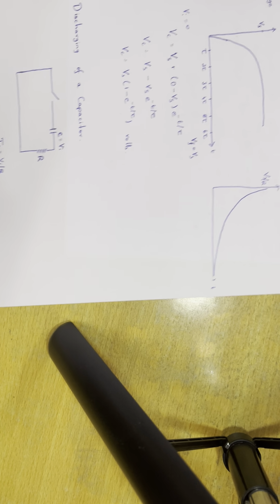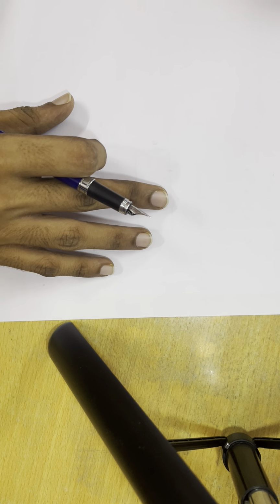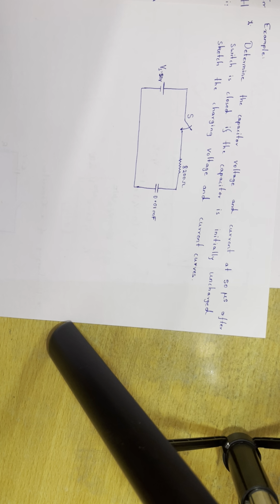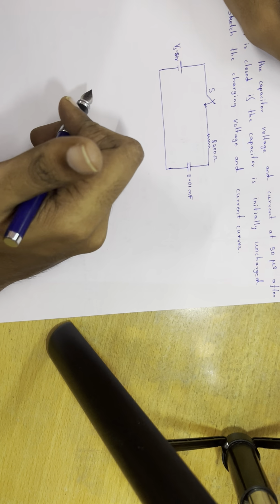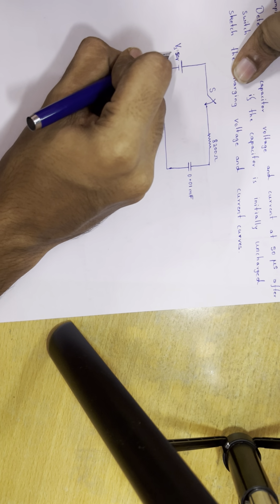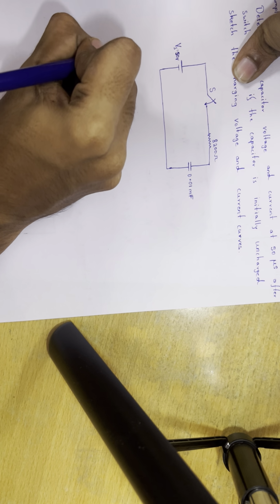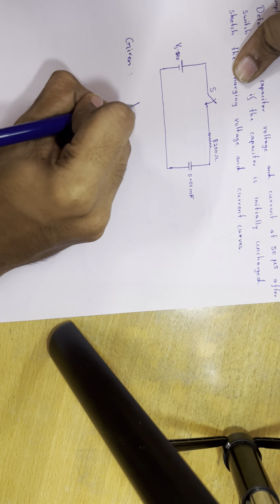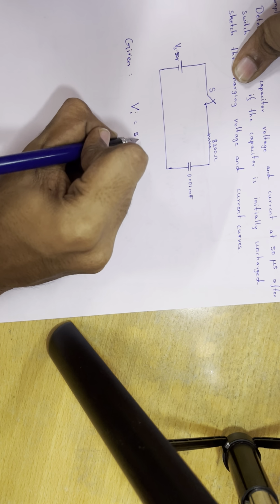For example, if we take this question: determine the capacitor voltage and current at 50 microseconds after the switch is closed. If the capacitor is initially uncharged, sketch the charging voltage and current curves. So here, first we are given the voltage, that is Vi equal to 50 volts.